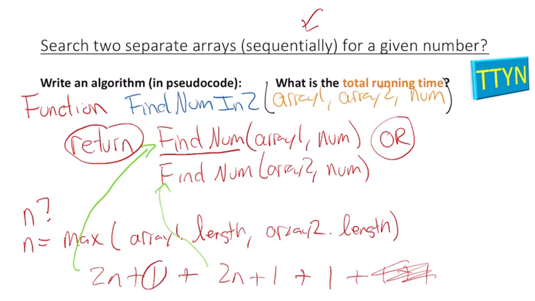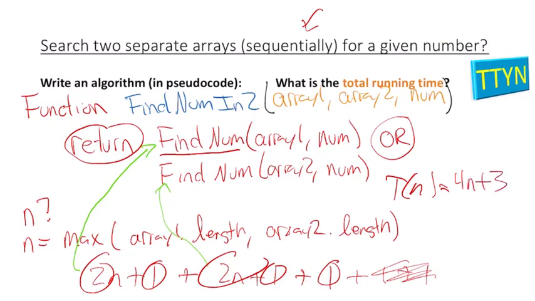The number of plus 1s that you'll end up with doesn't matter that much. So just to be consistent with what I have on the previous slide, we'll say that the total running time of this algorithm is going to be 4n, so 2n plus 2n is 4n, plus 3. So we get 1 from the first find num, 2 from the second find num, and 3 for the return statement. And I think when I was doing these slides before, I sort of neglected the or here.